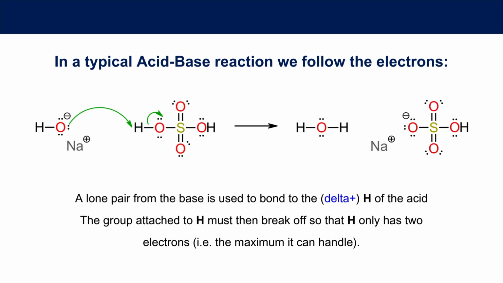In organic chemistry, we are concerned with how and why that happened. It should be obvious that the electron-rich oxygen in hydroxide acts as the base and is attracted to the electron-poor proton on sulfuric acid. If an electron pair from the base is used to attack the acidic proton, then the conjugate base must break off to avoid breaking the octet rule.